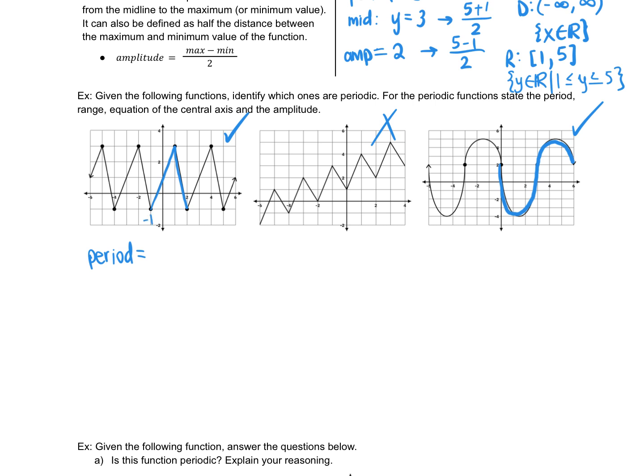This period is going from -1 to 2, so that's 3 units. Now, I started my period like this, but I could have started it anywhere to count one length, one cycle. My maximum is 3, and my minimum is -1. Although I wasn't asked for this, it will help me with my range, my midline, and my amplitude.